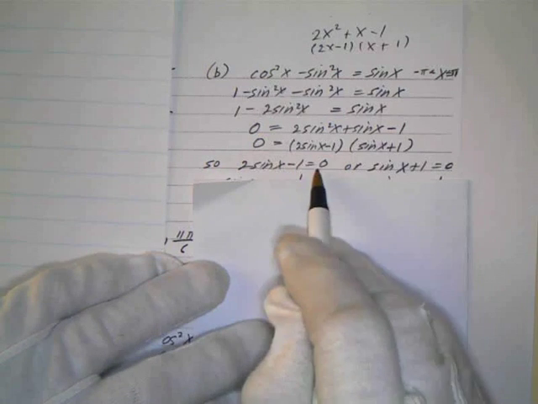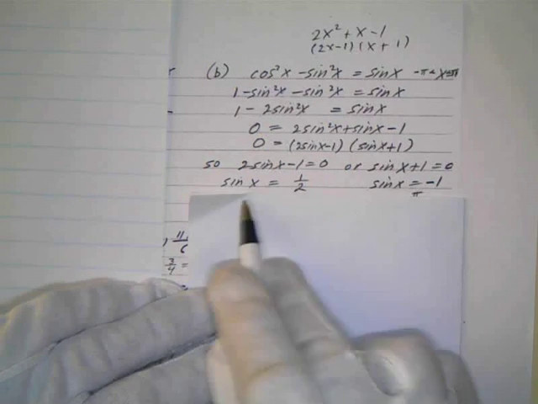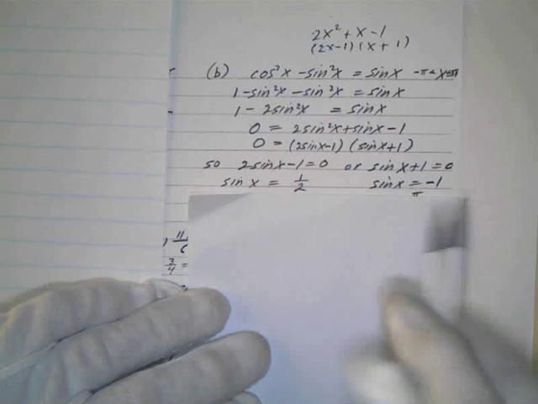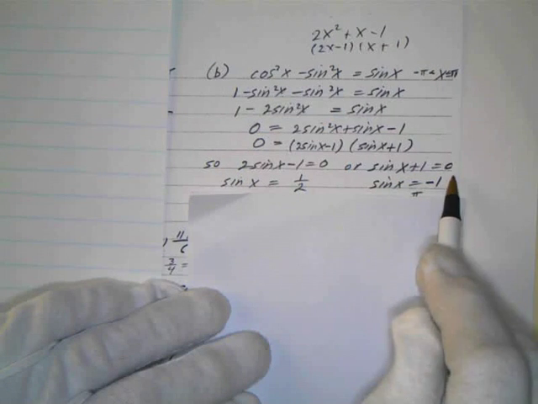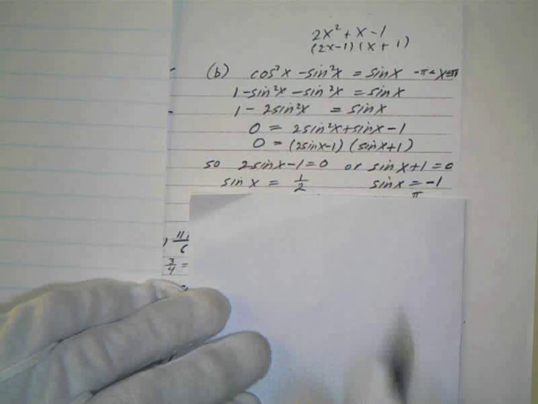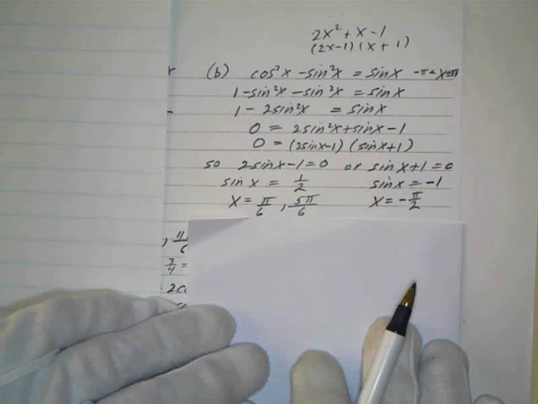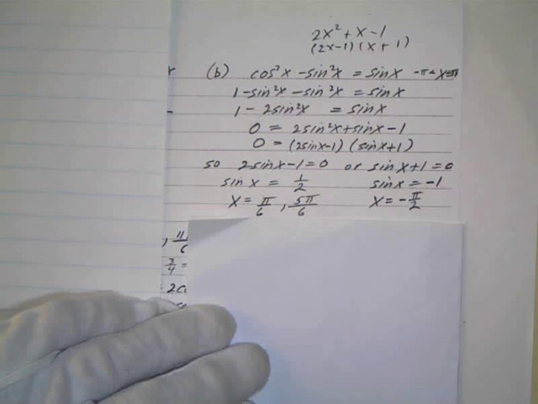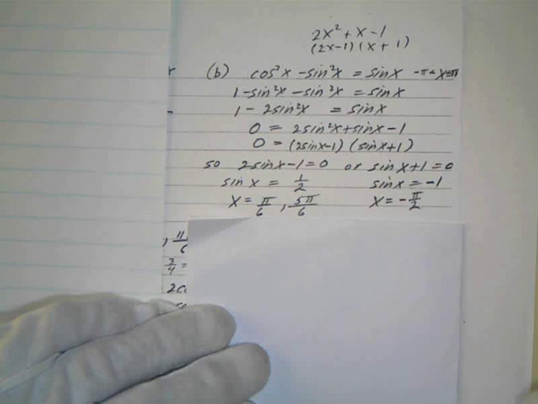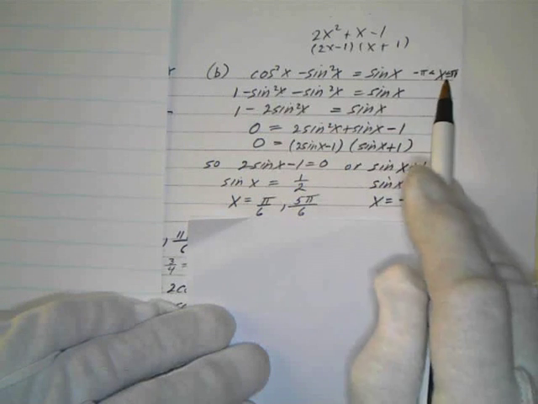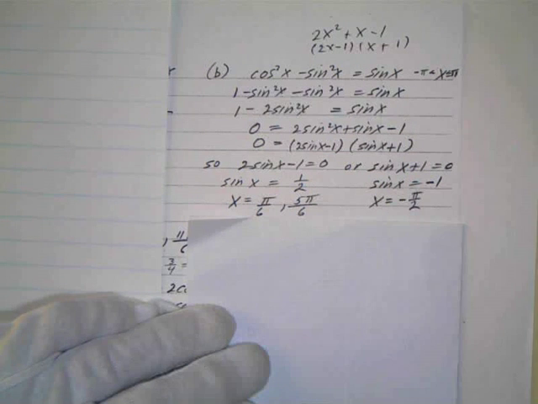And then if I add 1 to both sides and divide by 2, I get the sine of x equals 1/2. And if I subtract 1, I get negative 1. So we only really have to worry about, actually we're going from negative pi to pi.